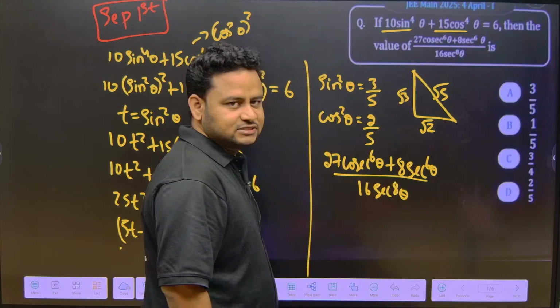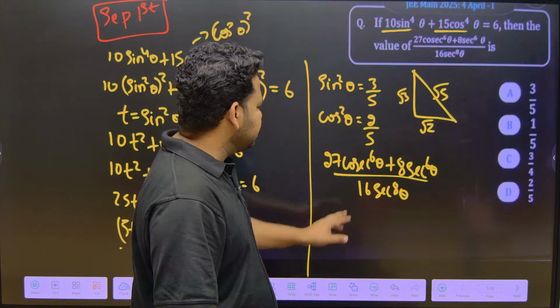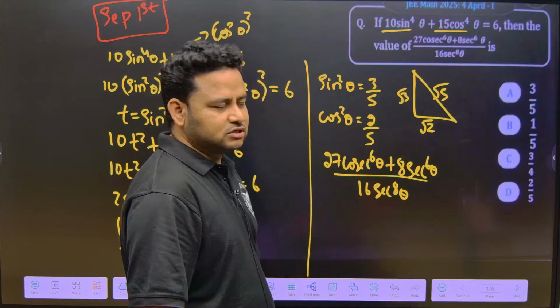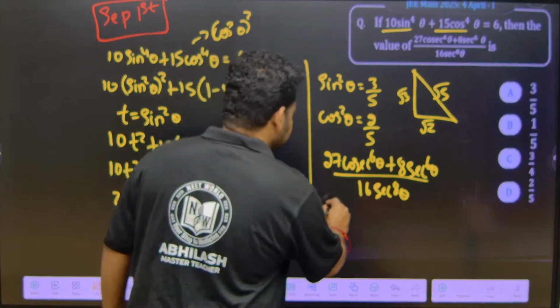This is what they are asking us. Cosec means what? Inverse of sine. Secant means what? Inverse of cos. So, let us put the values here.